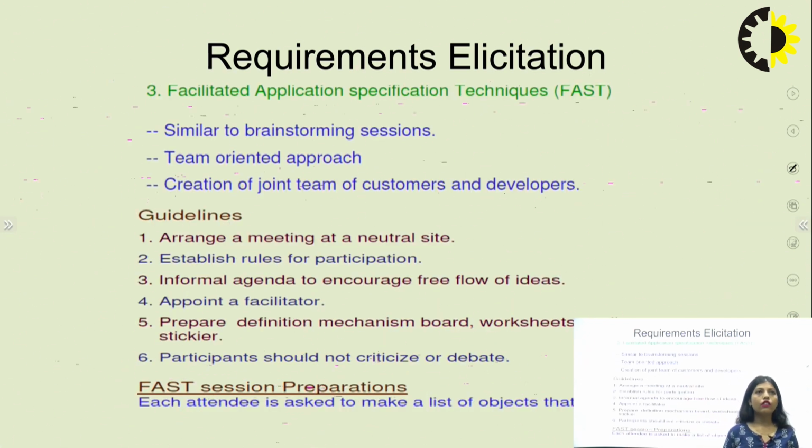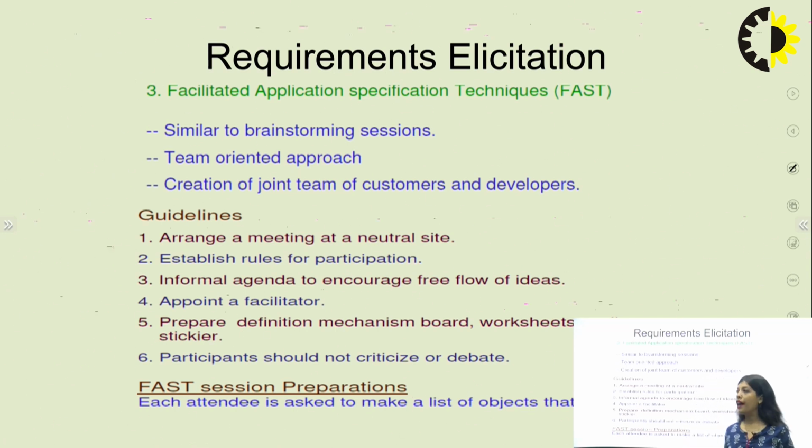The third method in requirement elicitation is the Facilitated Application Specification Technique, the FAST technique. This technique is similar to the brainstorming session, and in this we have a team-oriented approach. The persons work in a team, and it creates a joint team of customer and developer. So in the FAST technique, the customer and developer can work together.